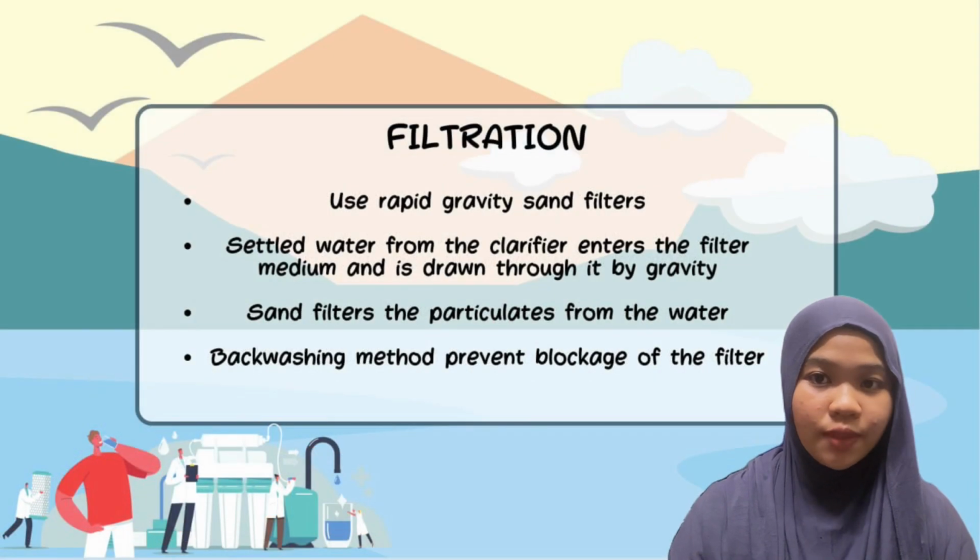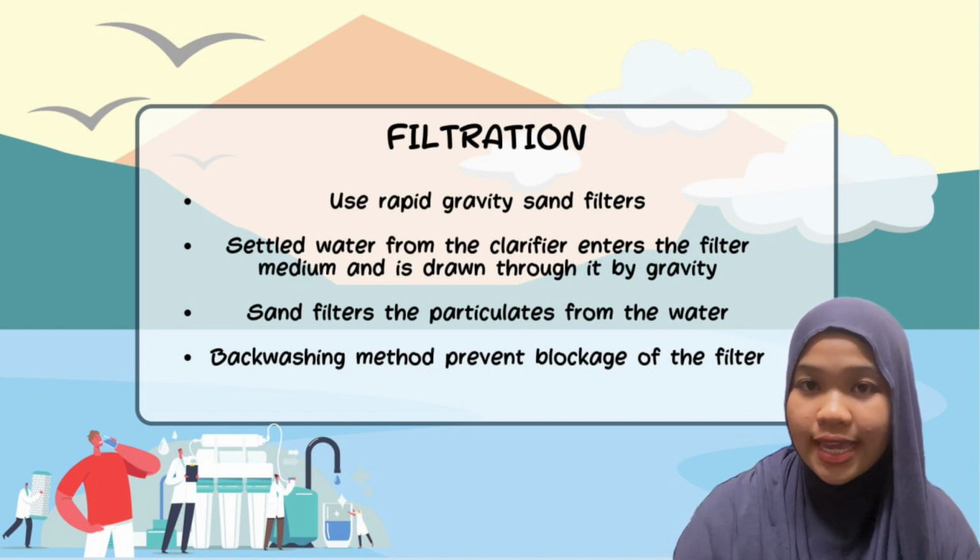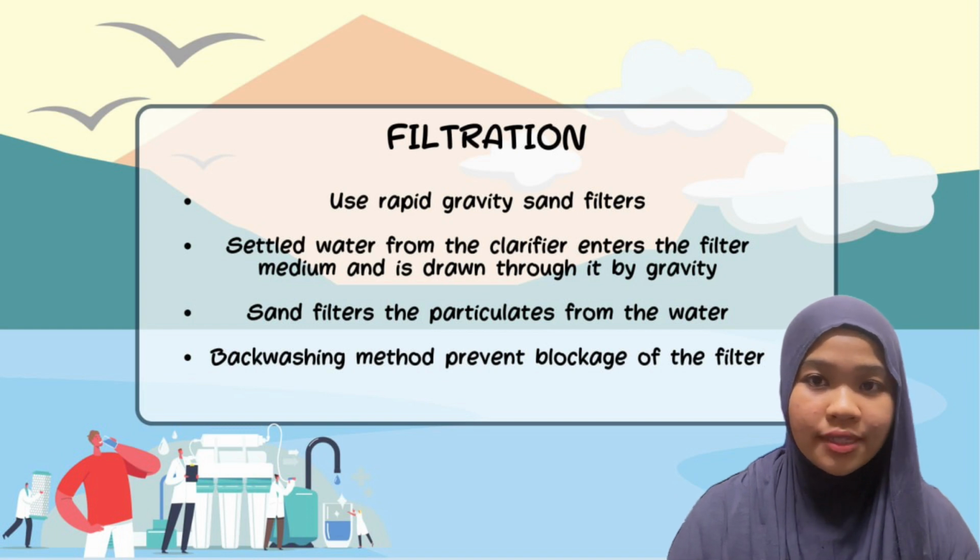After that, the Moyok WTP used rapid gravity sand filters for the filtration process. Settled water from the clarifier enters the filter medium and is drawn through it by gravity throughout the filtering process. Impurities are eliminated by passing through the tiny gaps between the filter grains. The filter media, which is made of sand, is what really filters the particulates from the water. Regular backwashing is necessary to prevent filter media clogging.